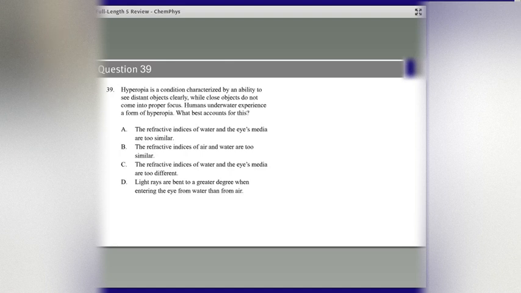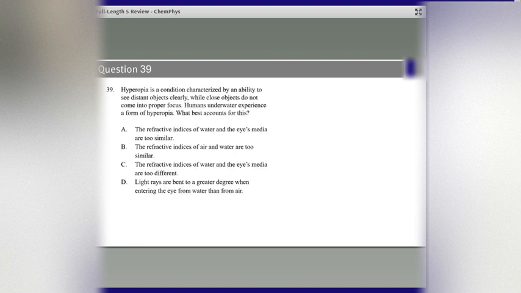It is a condition characterized by an ability to see distant objects clearly, while close objects do not come into proper focus. All right, future doctors, what do we call this? Nearsightedness or farsightedness? You guys remember? What do we call this? Any future ophthalmologists here? Maybe. All right. This is going to be that. Yeah, farsightedness. Absolutely. So it says humans underwater experience a form of hyperopia.